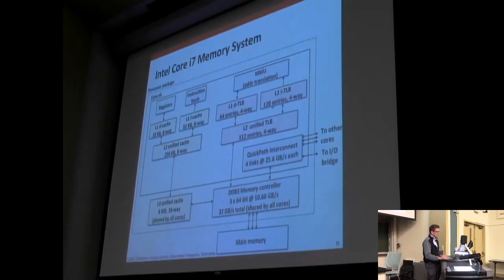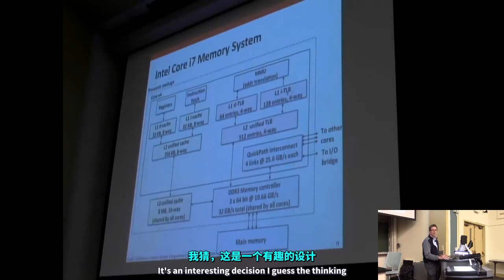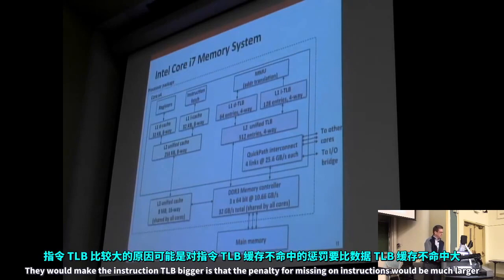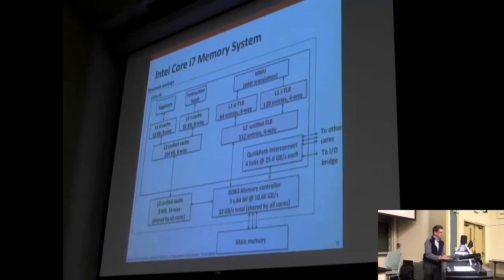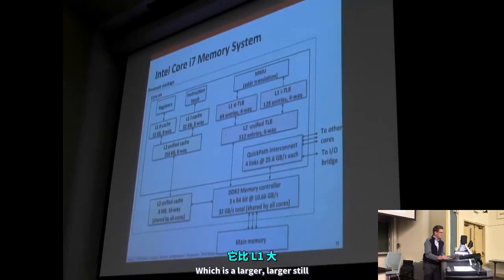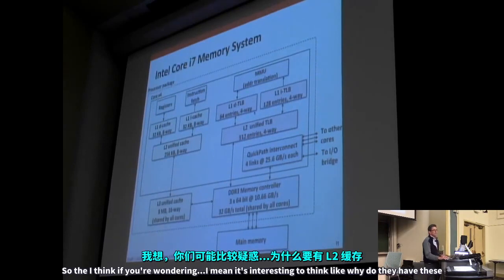And then the instruction TLB has more entries, interestingly. So it's an interesting decision. I guess the thinking, I don't really know, I'm just conjecturing that the reason they would make the instruction TLB bigger is that the penalty for missing on instructions would be much larger. But yeah, I'm not sure. It's an interesting decision. And then there's a unified TLB below that, which is larger still.